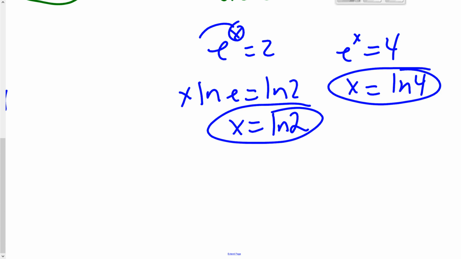Okay, so that's it for solving exponential equations and all the different types that you might come across. I didn't do some of the examples of these harder ones, but at least you can use your book and look at those as well. All right.